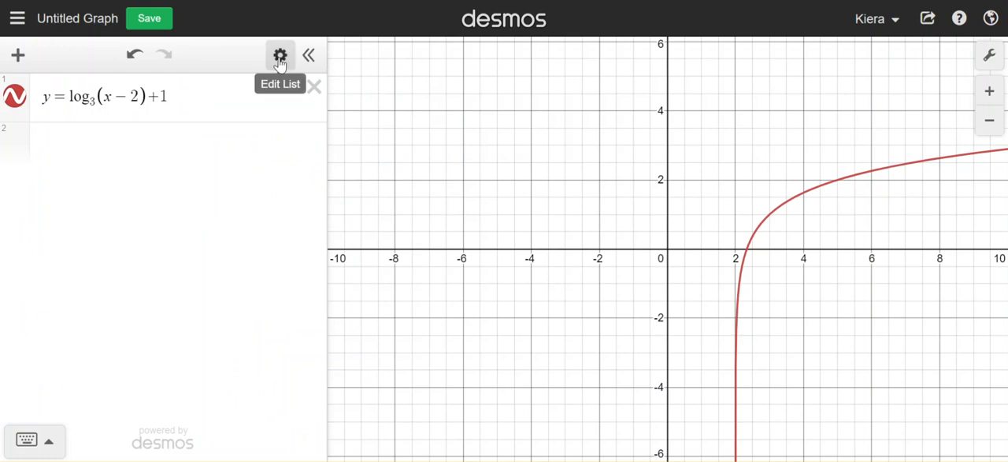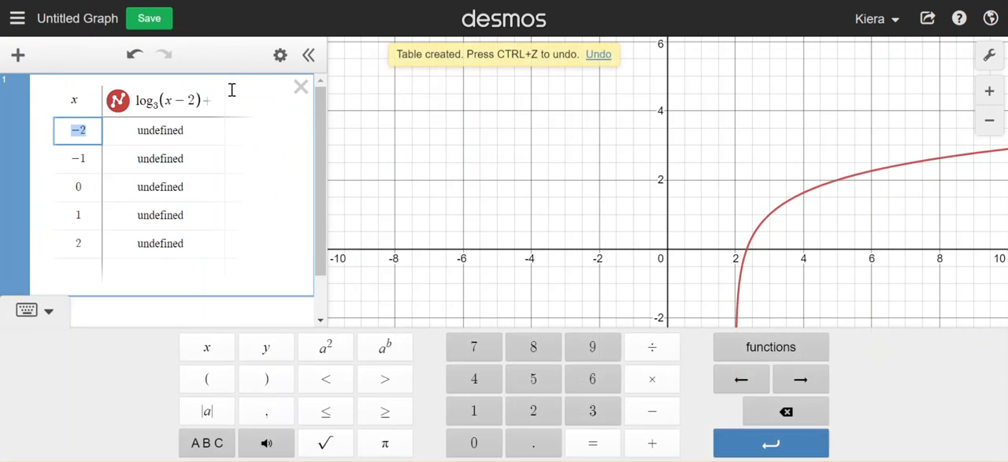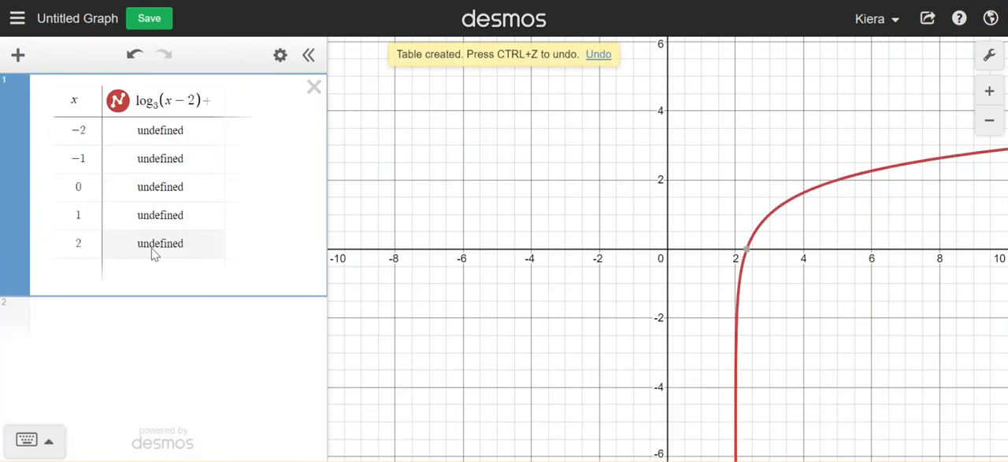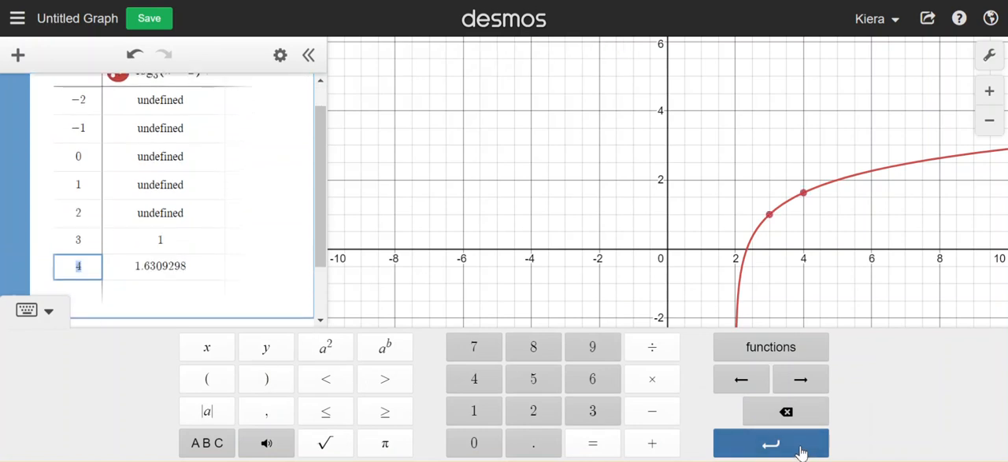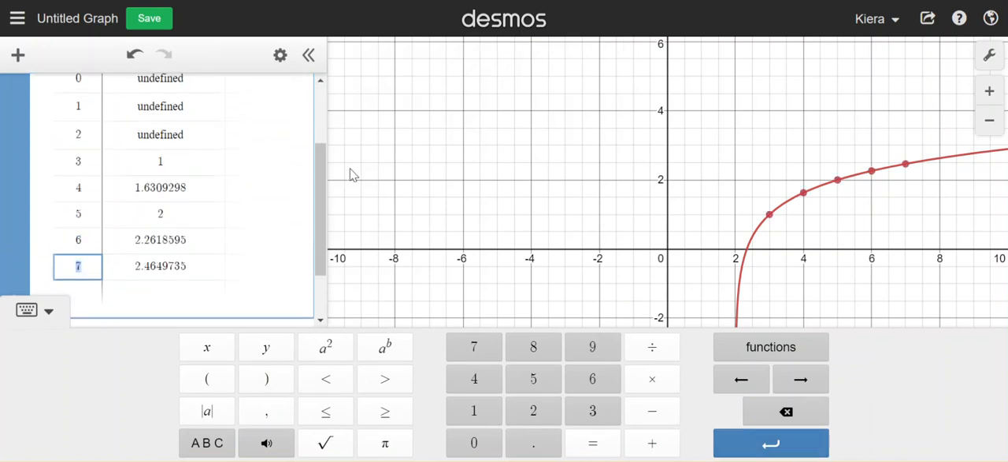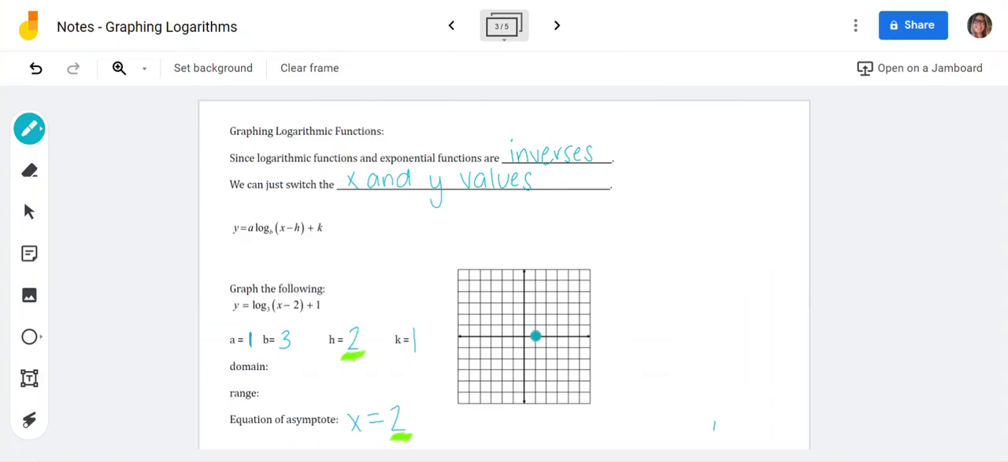To help us sketch the graph, I'm going to click Edit List and then Convert to Table. Those are all undefined because there's nothing on that part of the graph, so I'm just going to keep clicking Enter to see if I can get some numbers to help me out. So this looks good. 3, 1, and 5, 2. Our asymptote is at 2. So our graph curves like this and then keeps going down.